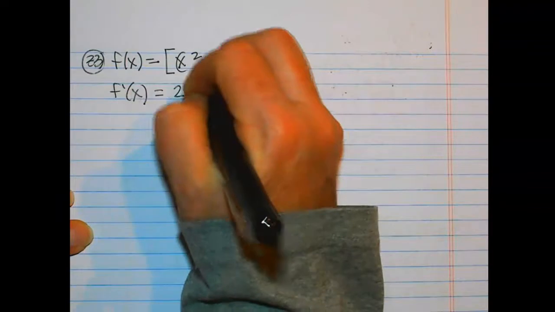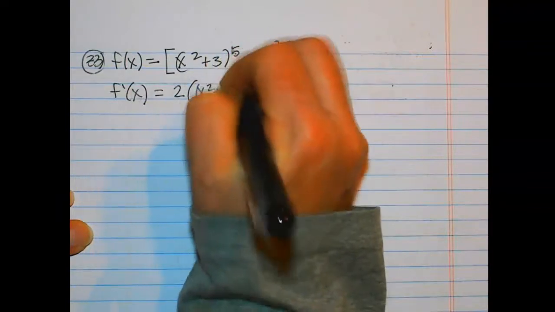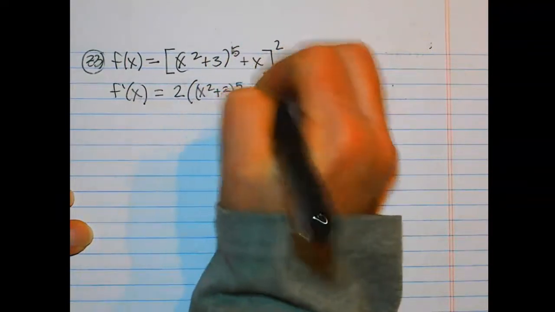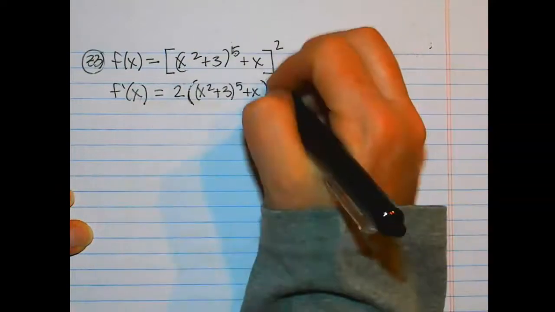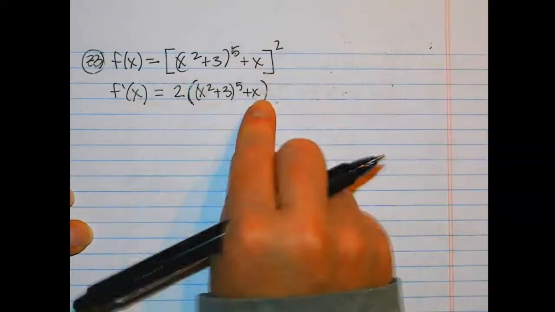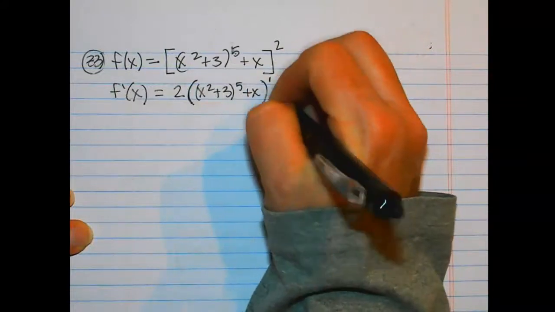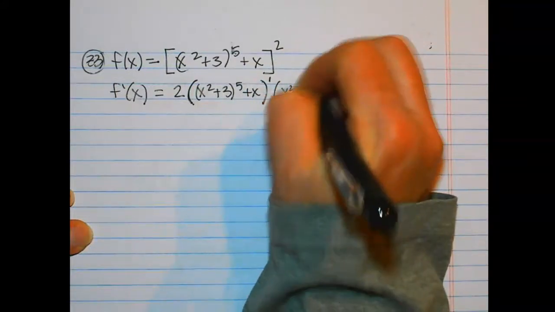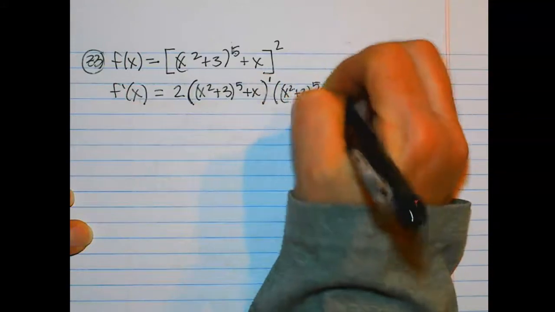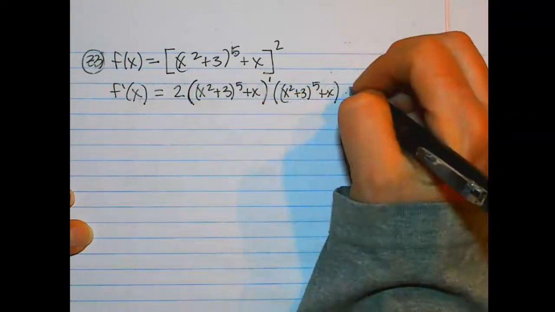X, I need another parentheses. X squared plus 3 to the 5th plus x to the first power. So this is derivative of the mama. This is keep the baby. Times the derivative.